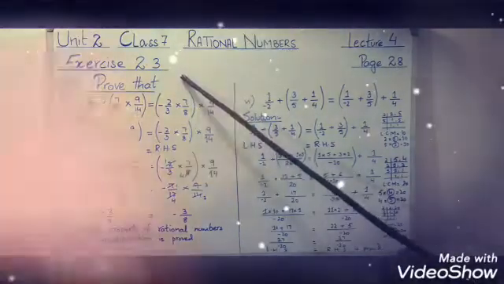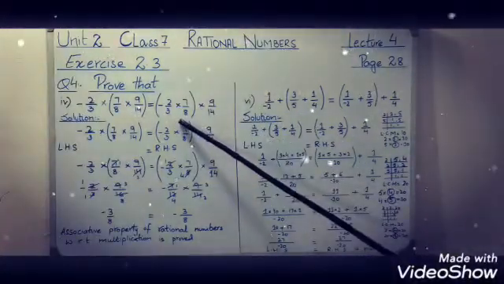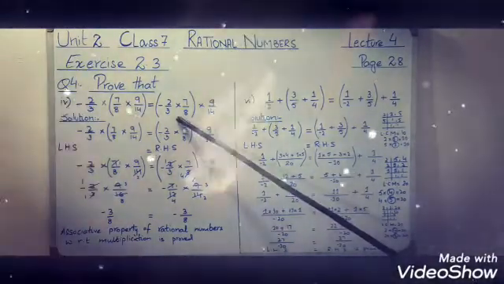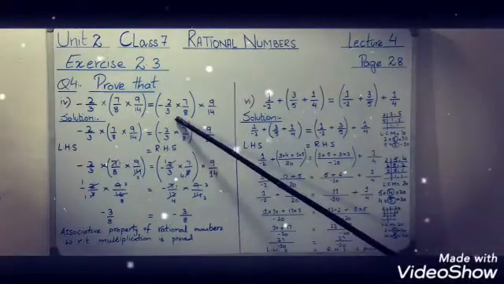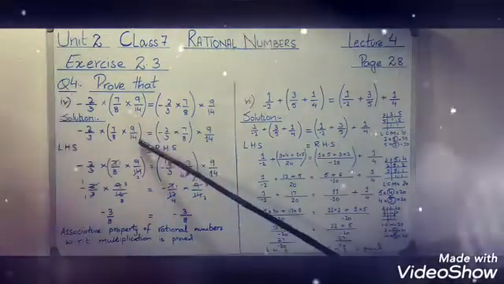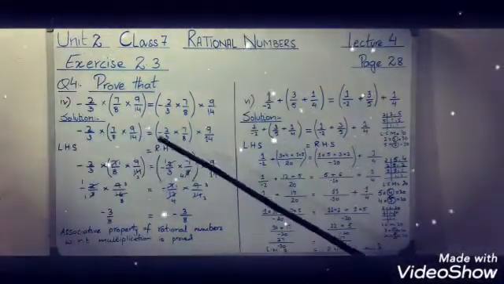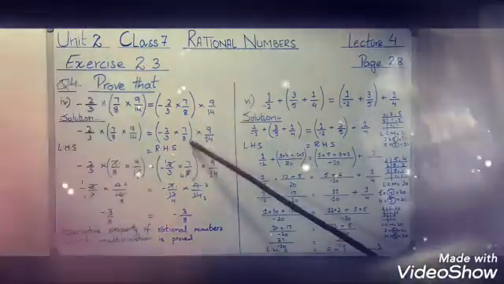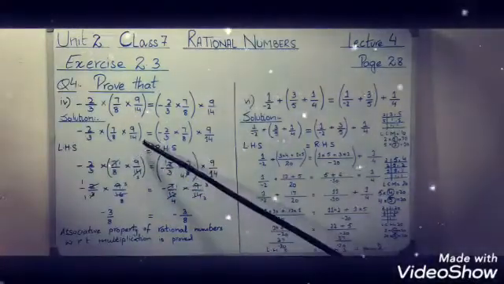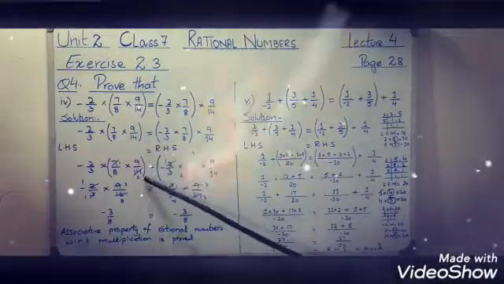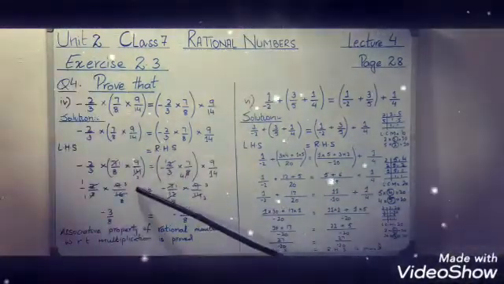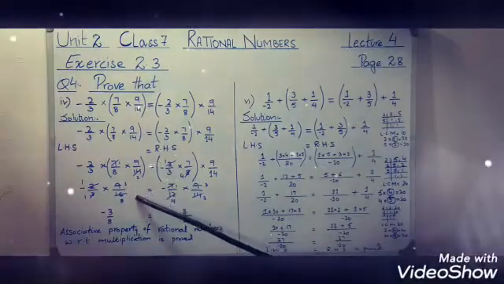Okay girls, now it's lecture number 4, page number 28. Question number 4, prove that. Now we are doing the associative property of rational numbers with respect to multiplication, right? So first of all we will solve our round bracket. Can you see, this is a round bracket, and on the right hand side this is the round bracket. So left hand side is equal to right hand side. So first of all we will solve our round bracket. Do the cancellation, right? After that what we have is 9 by 16.